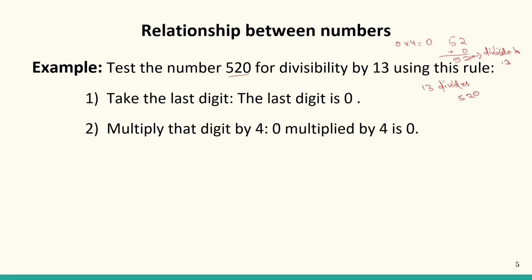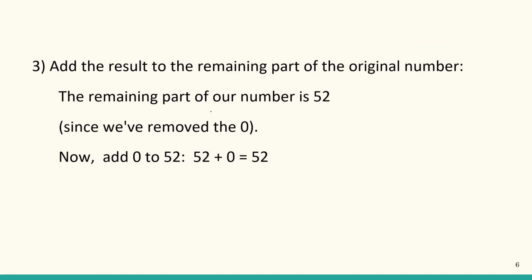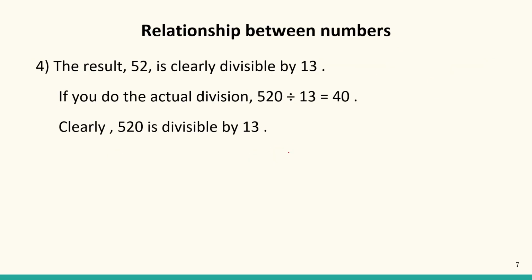So what we did was take the last digit, that was 0, multiply it with 4, and what we got was 0, and then add it to 52. So we added 52 to 0, and then we got 52. That was the third step. Then we checked whether 52 is divisible by 13 or not.